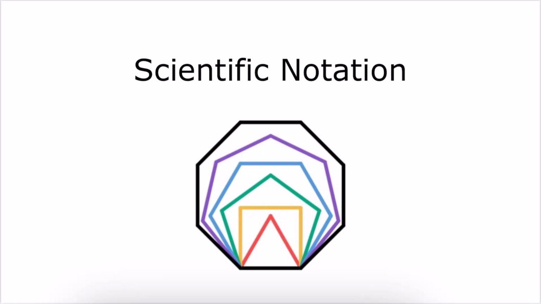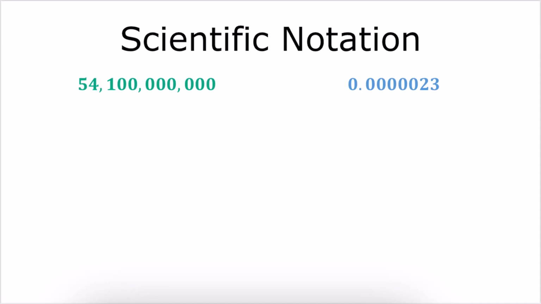Everybody, in this video we're going to be talking about scientific notation. Scientific notation is used whenever you want to represent a really big number or a really small number. It's very commonly used in things like astronomy, where you're talking about stars that are billions of miles away. It's also used a lot in things like chemistry, where you're talking about atoms that are super tiny compared to our units of measurement like grams.